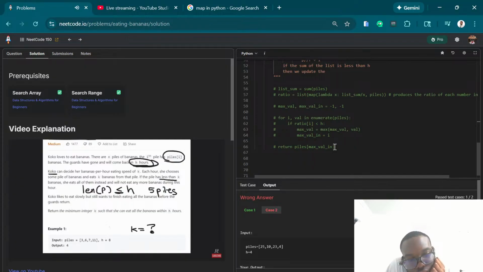Well, the brute force would be to start at 1, right? Because Coco could try k equals 1. Can we eat all piles in 8 hours then? Well, it will take us 3 hours to eat the first pile, right? 3 divided by 1, which is our k, is going to be 3 hours to eat this first pile. And to eat the second pile is going to be even more. That's going to be 6 hours, 6 divided by 1. So far we already have 9 hours, and we haven't even eaten all of the piles. So therefore, k equals 1 is not going to work.